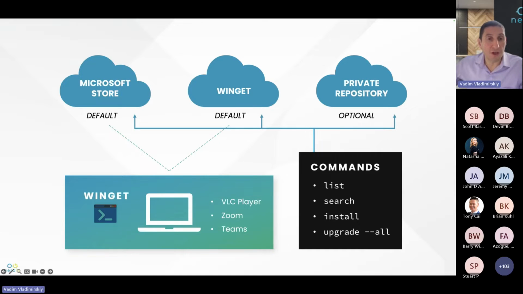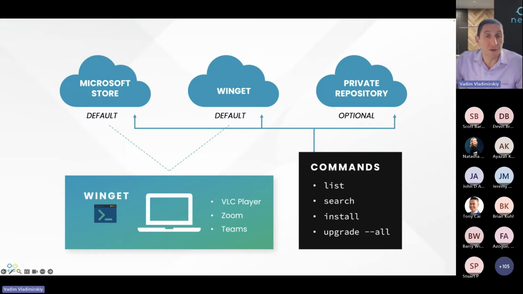Now, if we take a look at the architecture of Winget, what does it do and how does it work? Think of Winget as basically a client component that can interact with various types of repositories. And the way that a repository works is it contains an application manifest. An application manifest is basically a set of text fields that tell Winget how to get and install that application.